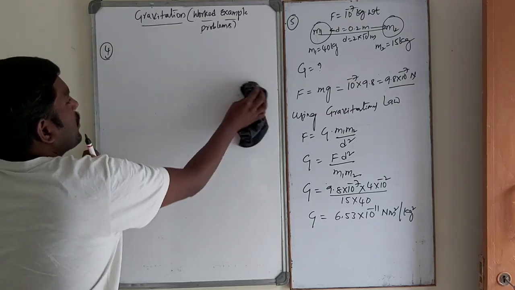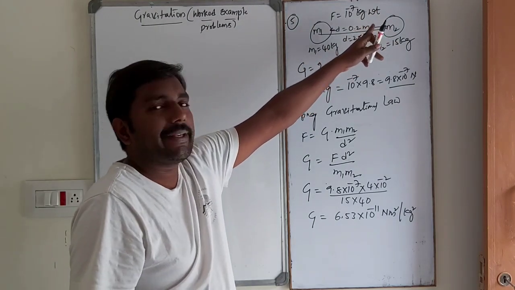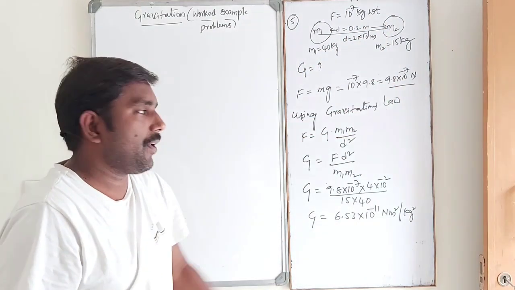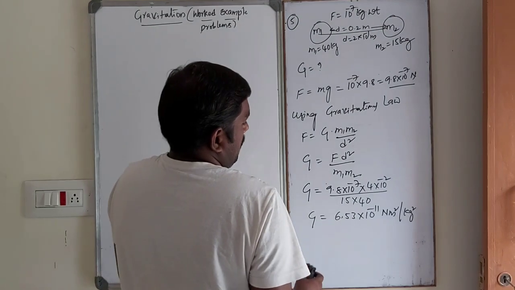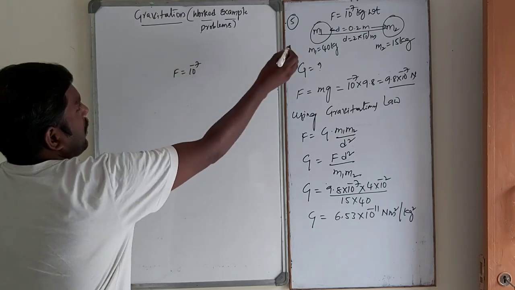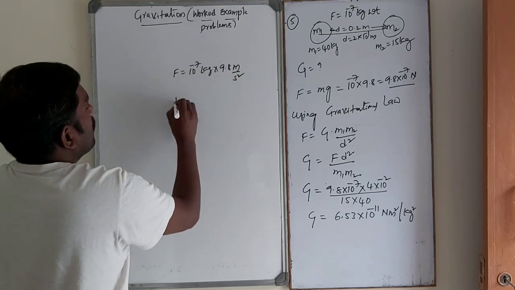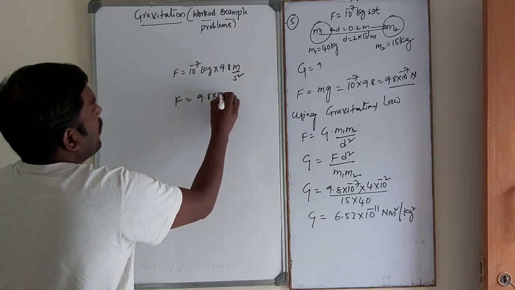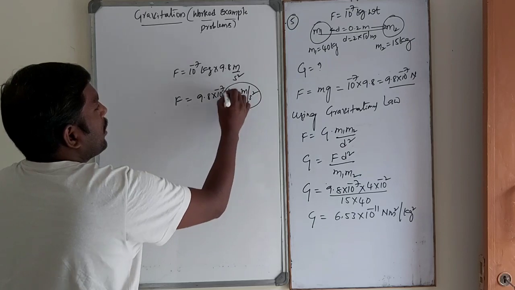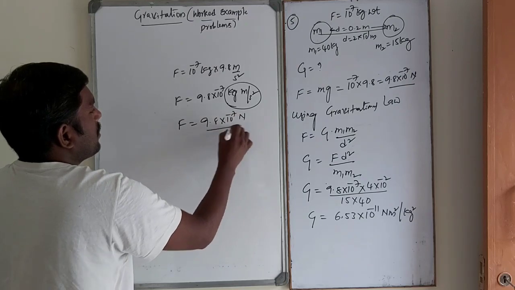The main thing to remember here, please remember it: kg weight means 9.8. This is 10 power minus 7 kg weight, which means 9.8 meter per second square. So F is equal to 9.8 into 10 power minus 7 kg meter per second square. Kg meter per second square is Newton, so 9.8 into 10 power minus 7 newtons.